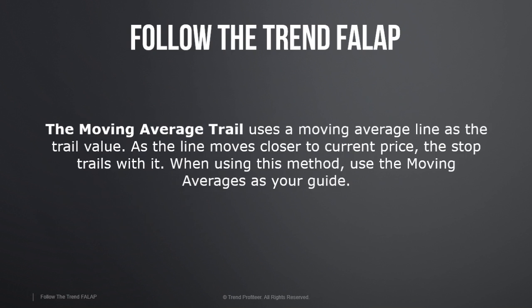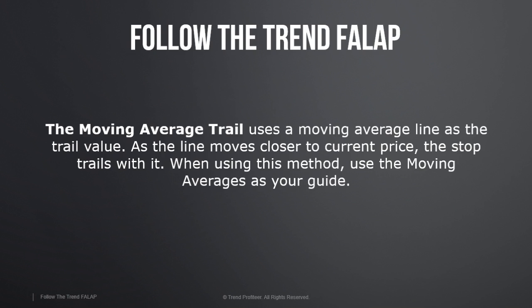The moving average trail, one of my favorites, uses a moving average line as the trail value. You can use either the fast moving average, that's the yellow or gold moving average, or the gray moving average, which is the slow moving average. As the line moves closer to current price, the stop trails with it. Again, you can position your trade below that moving average on a buy, or above that moving average on a sell if you want to give it a little more room.